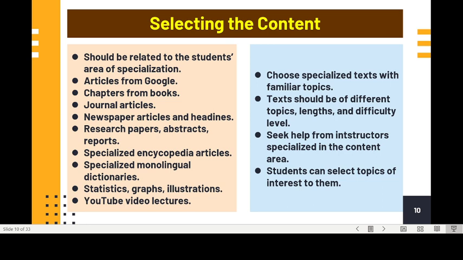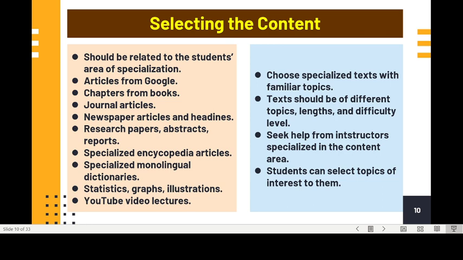Now, we all have some background knowledge about engineering. We know something about bridges, about roads, about construction material. We see the construction material in the street every day. So we all have some background knowledge. So we should choose specialized texts with familiar topics. General topics in engineering or economics or chemistry or textile industry.